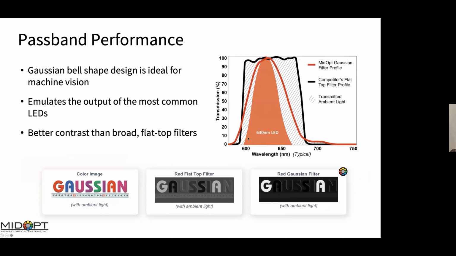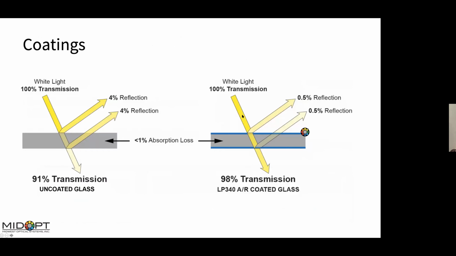It's also very efficient at capturing LED output, because LEDs output in a Gaussian or bell-shaped profile as well. And so we find the Gaussian passband the best way to capture all of that emission, but also block any ambient wavelengths that could cause issues with contrast or just interfering wavelengths. So the design of the passband is important.